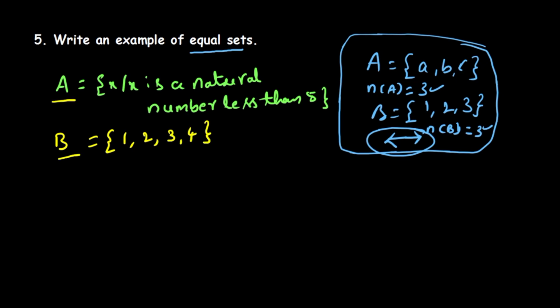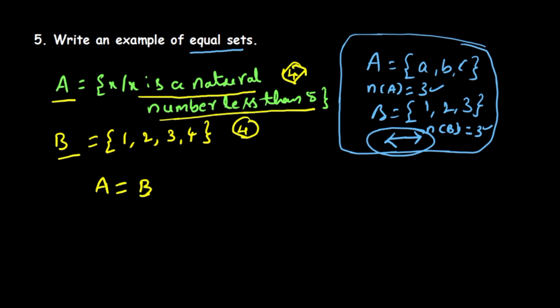How? Here we are taking x such that x is a natural number less than 5. Natural numbers less than 5, yes, we have 1 2 3 4. So here we get 4 elements, and here also we got 4 elements, and the elements also same, so we can say here A equal to B. So this is the example for equal set.